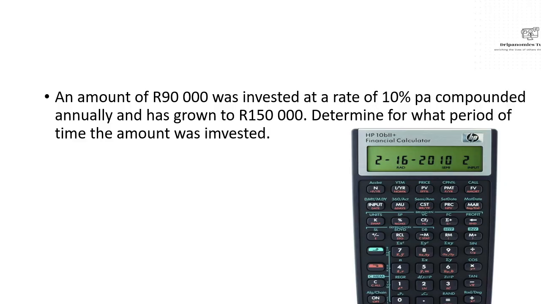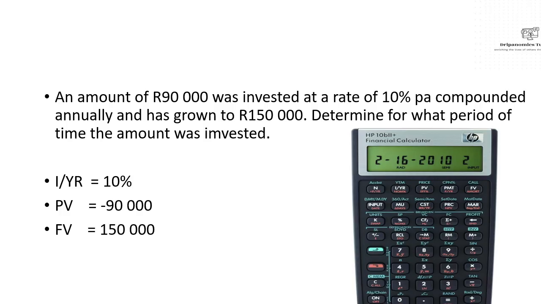And like I said, according to me, the 90,000 must be negative because I invested it, I gave it to the bank, I don't have it anymore, right? And then it grew to what? To 150. That is our future value. But how long did it take to grow to 150? What exactly are we looking for? We are looking for our n, because n deals with the time, the number of periods. So your n will be what?